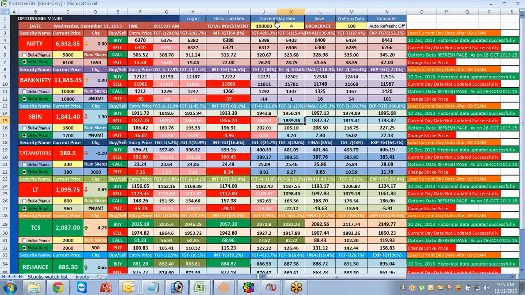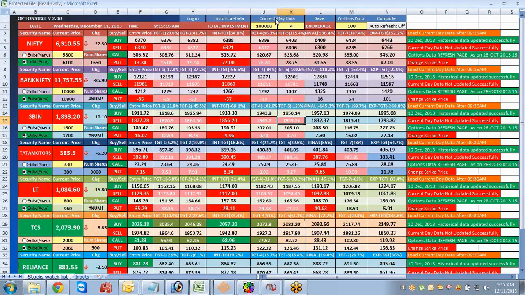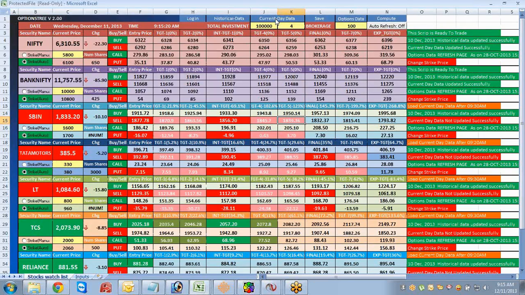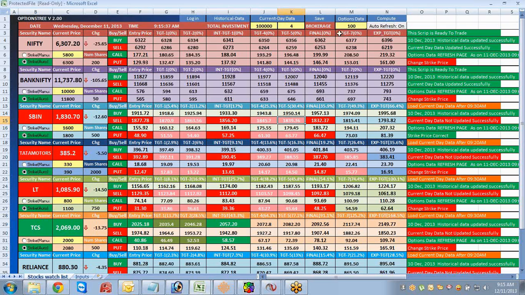So it's 9:15. So we will click on the current day data. So it will be a 6300 strike. We got the entry prices for Nifty: 6322 on the upper side, 6292 on the lower side. So you buy a call option when Nifty reaches 6322. You buy a put option if Nifty touches 6292. So we are ready to get this option data from the server. So we will again click on the option data once.